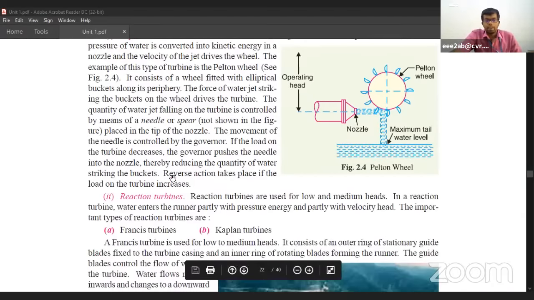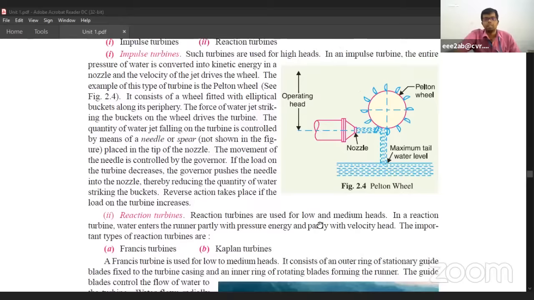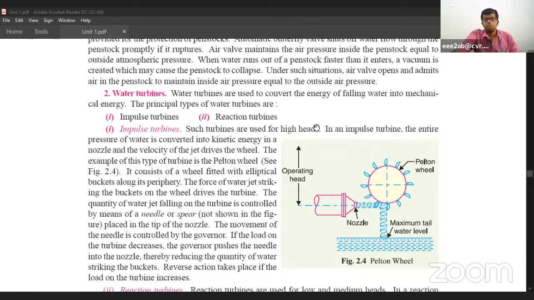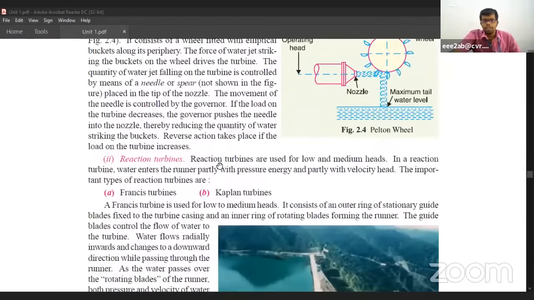Next is the reaction turbine. There are two types of turbines used in a hydroelectric power station. The first one is the impulse turbine, and the second one is the reaction turbine. The reaction turbine is used for low and medium heads. The impulse turbine is used for high heads. You have to keep this in your mind.